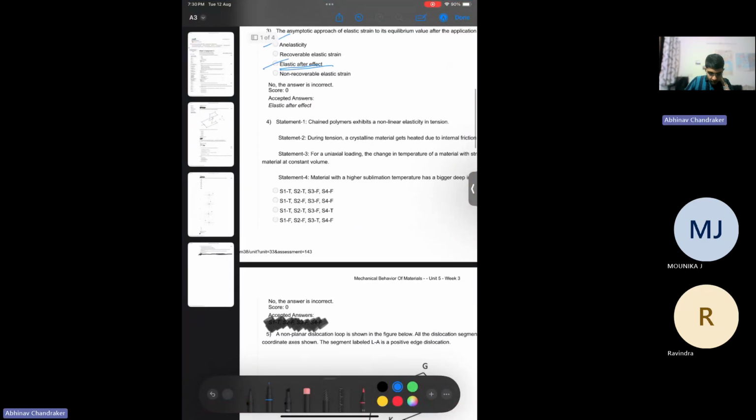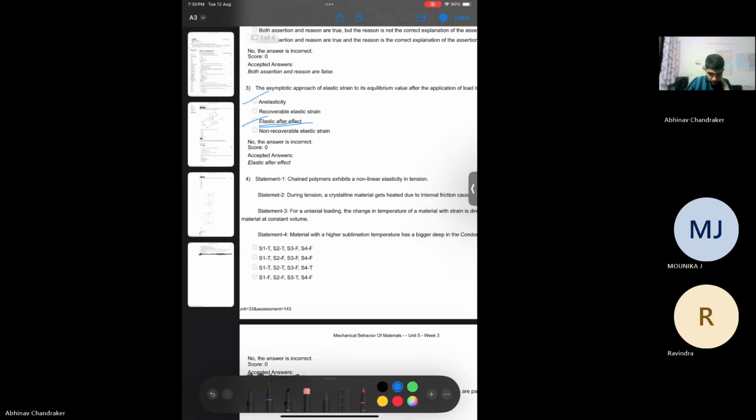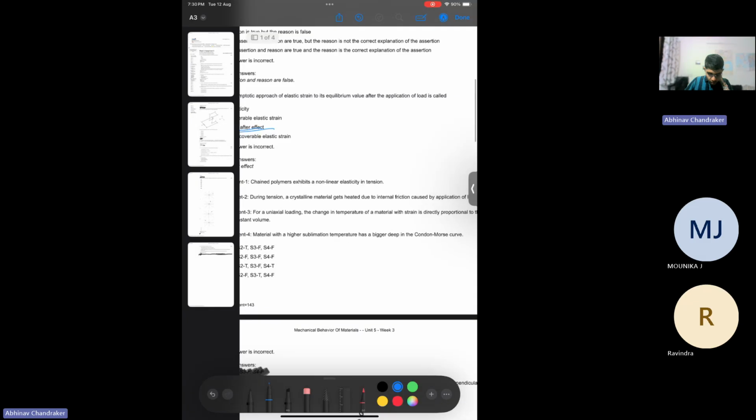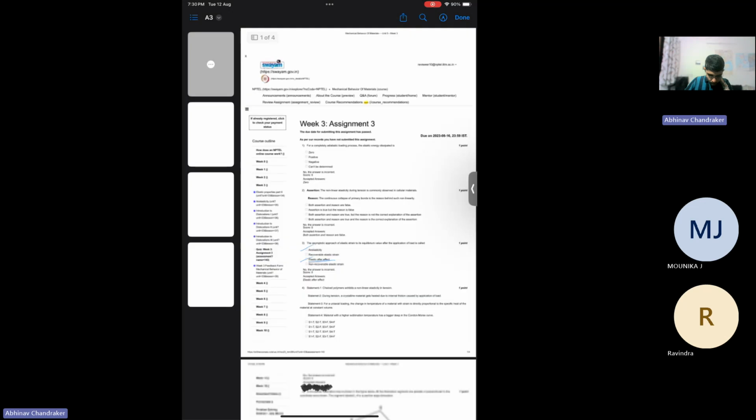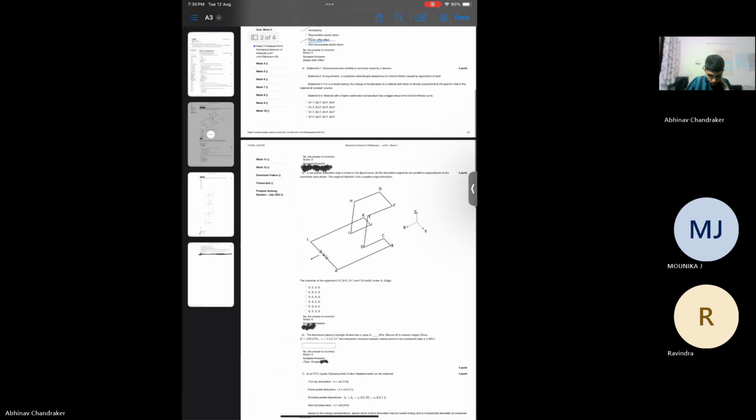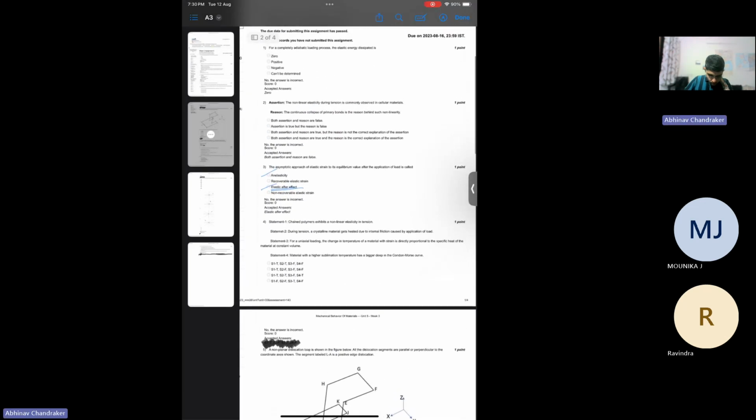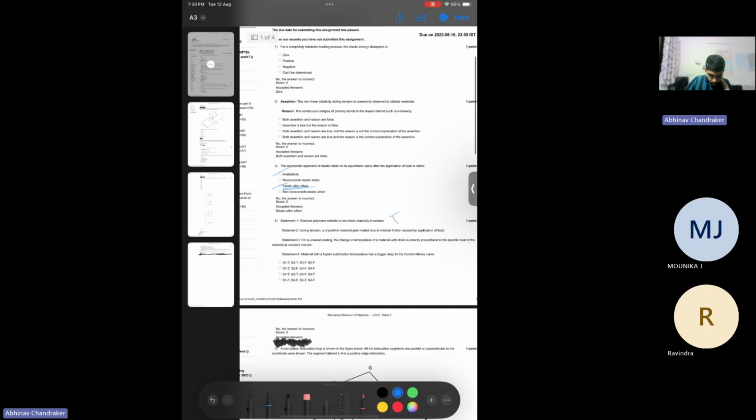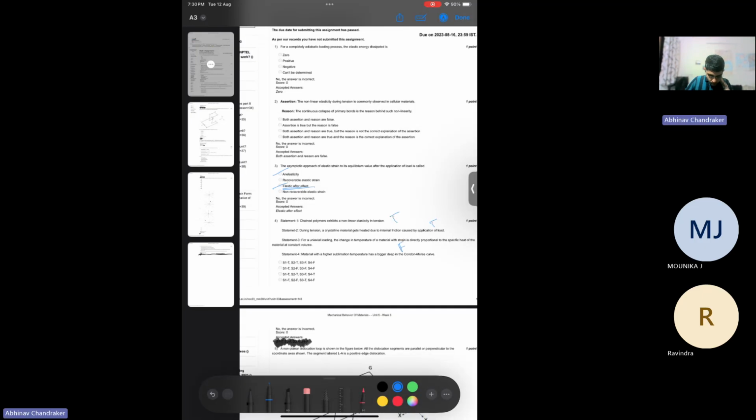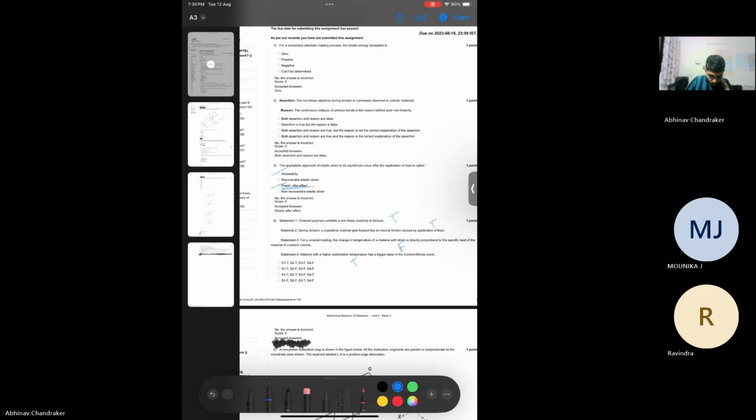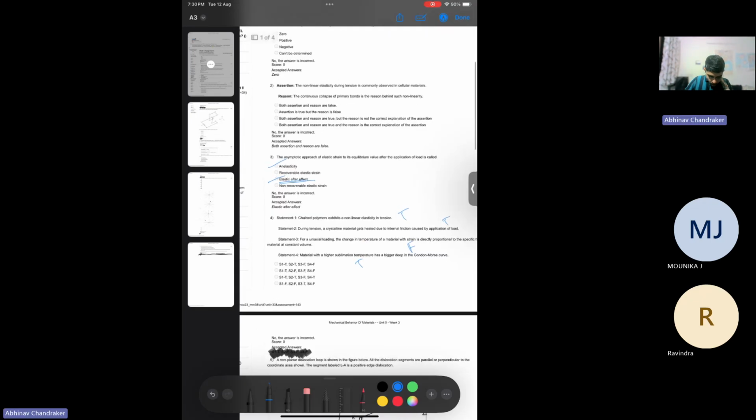Now let's see. We have S1 true, S2 true. Friction causes this energy loss. S1 true, S2 true, S3 is false. We said it should be inverse. S4 is true. I think option three matches. Let's see.